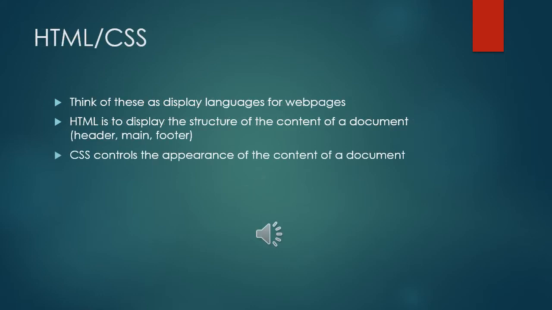HTML and CSS aren't really programming languages. I like to think of them as display languages. So they take content and then display the structure of the content. So basically what paragraph comes first in the body of a document. And that's the HTML takes care of the structure of the content, and then the CSS takes care of the appearance of the content.